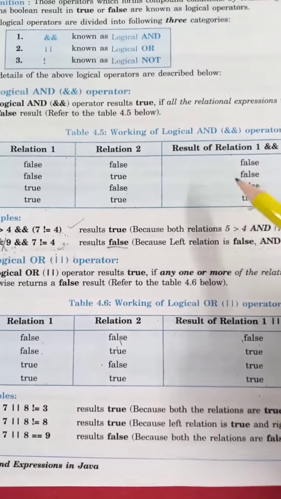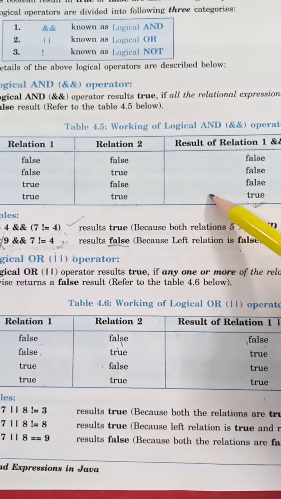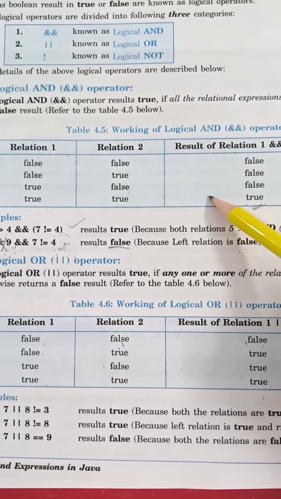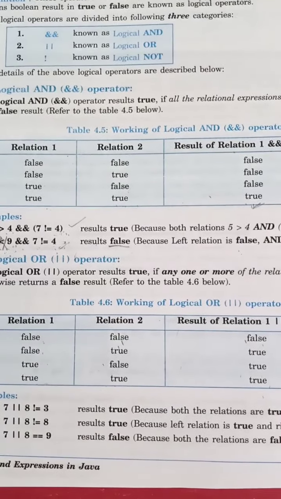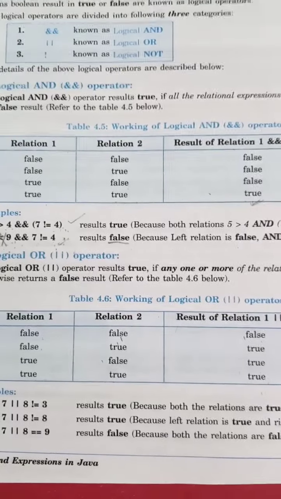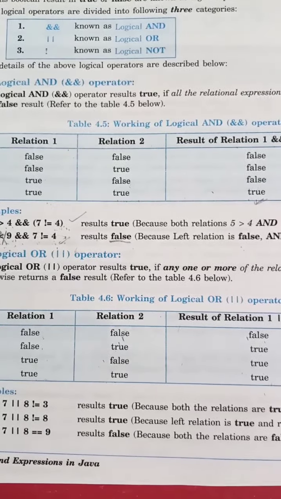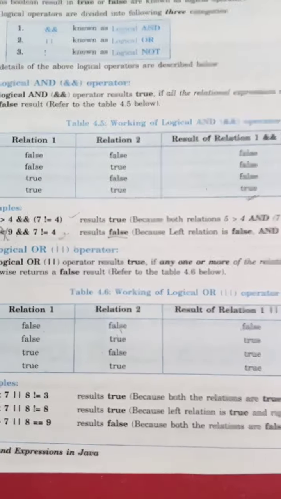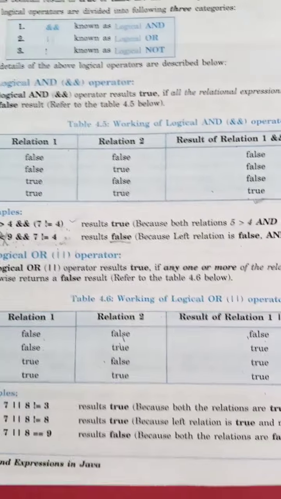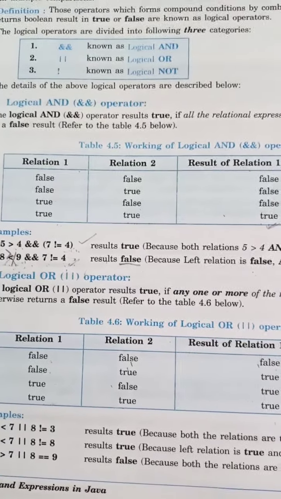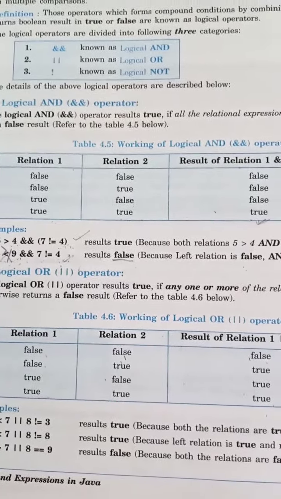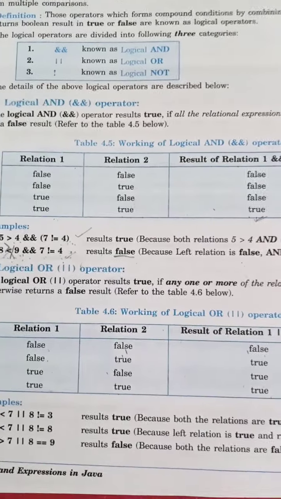So in case of logical AND, if any of the conditions is false, any of the conditions is not satisfied, you will be getting false. And in OR, if any of the conditions is true, okay, you will be getting true.